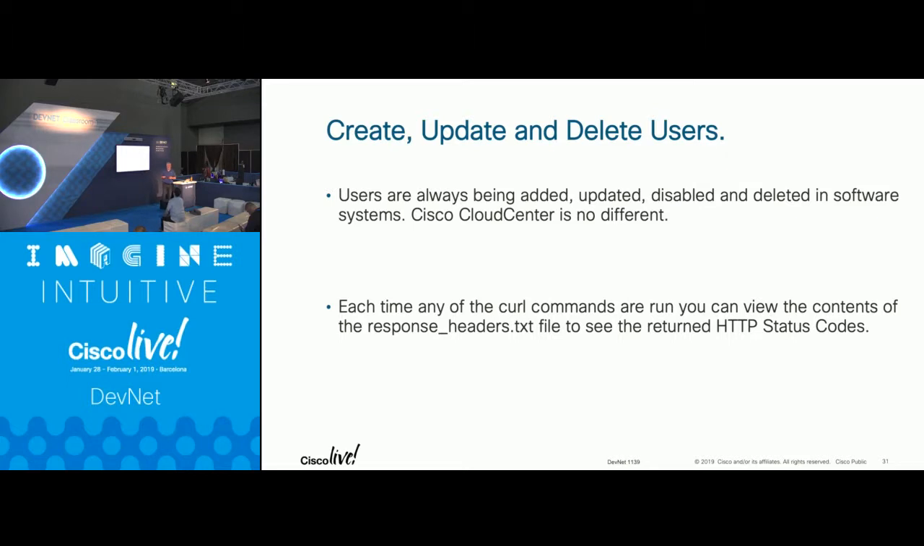They're always being added, deleted from software. And if you want to see the different commands that you're running, the curl commands, you can actually pipe the output to a response file, right? So in this instance, we call it response headers. It'll recreate that file every time you run the curl, so that if you do get an error message, you can now go look at that text file and see exactly what happened, right?